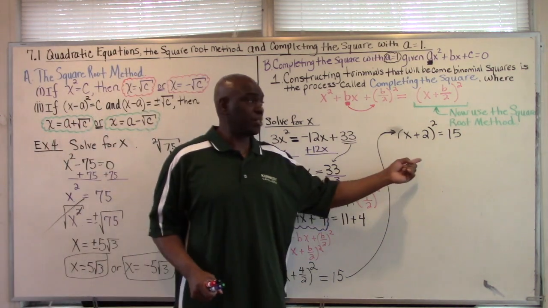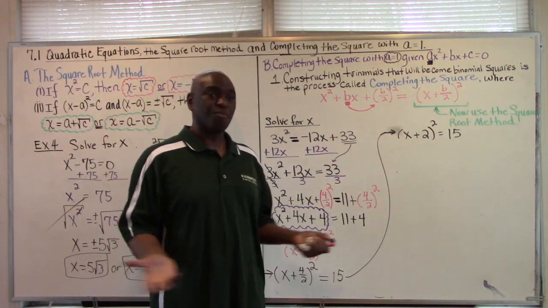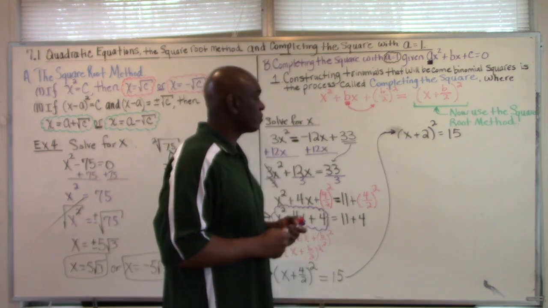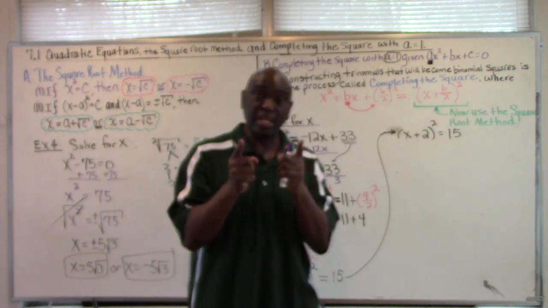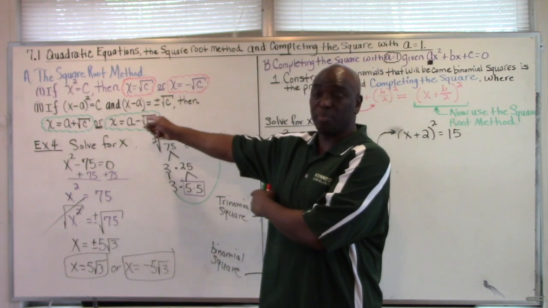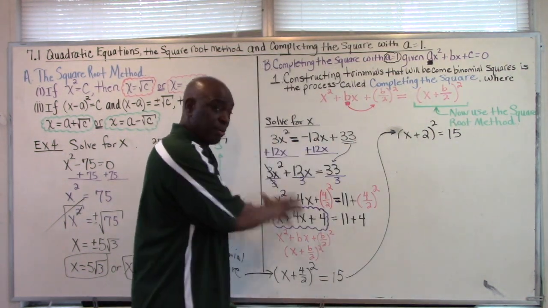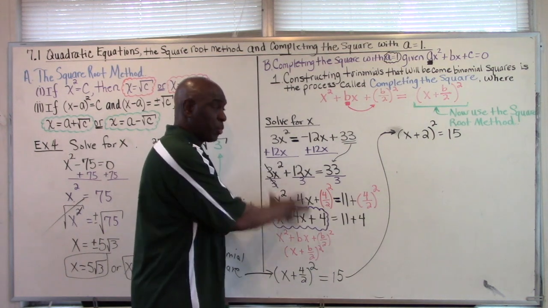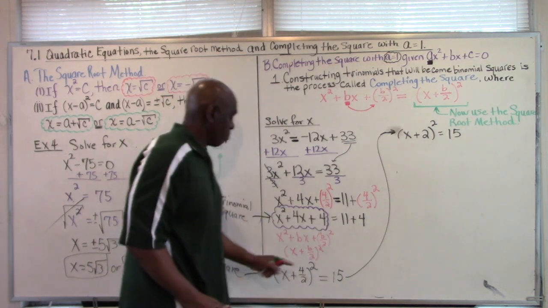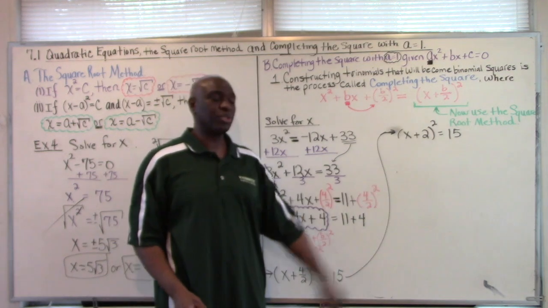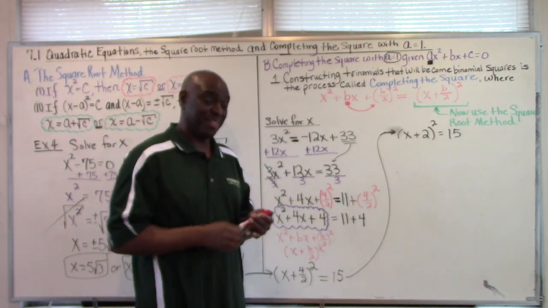What should we do at this step right here? What do you think? You got it. If you said, now return back to the square root method, there you go. So we have to complete the square. And once we completed the square, write it as a binomial square. Now return to the square root method. All right? Let's go.